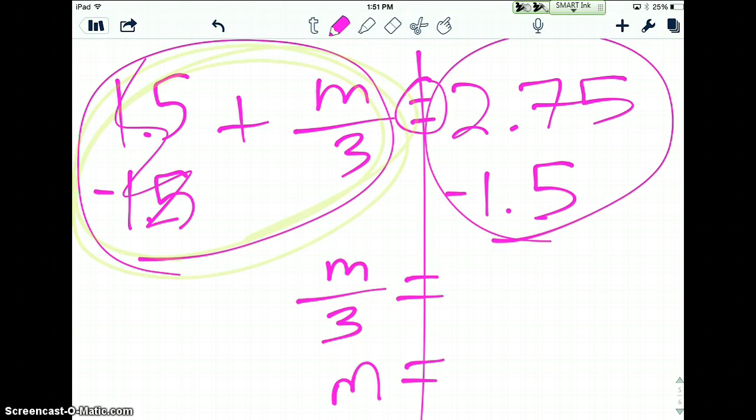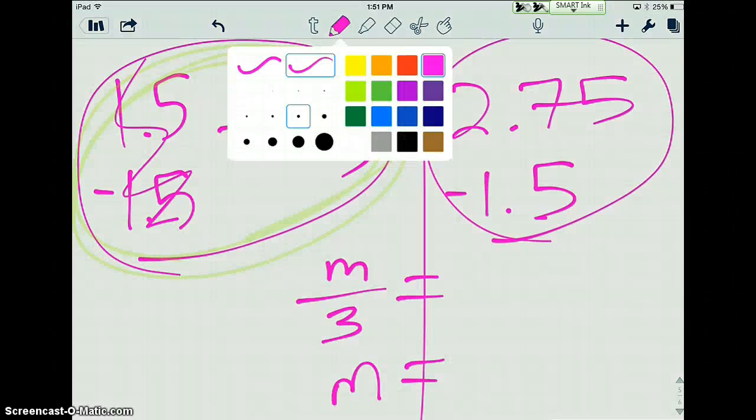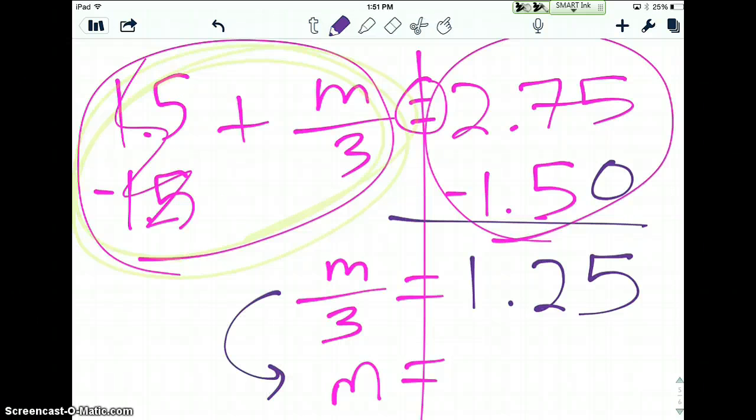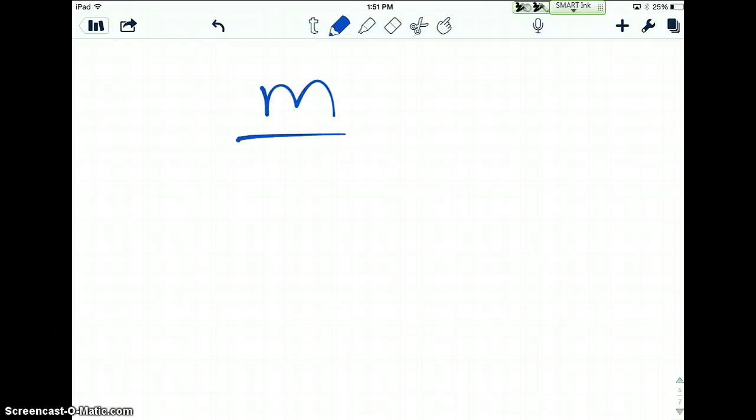Now over here, I am doing 2.75 minus 1.5. So if I do that and I subtract them correctly, I will have 1.25. And now I am so close. So I need to go from here to there. How do I make it to be just m? So algebraically, how do I get rid of this division by 3? So I'm going to rewrite it. M divided by 3 equals 1.25.